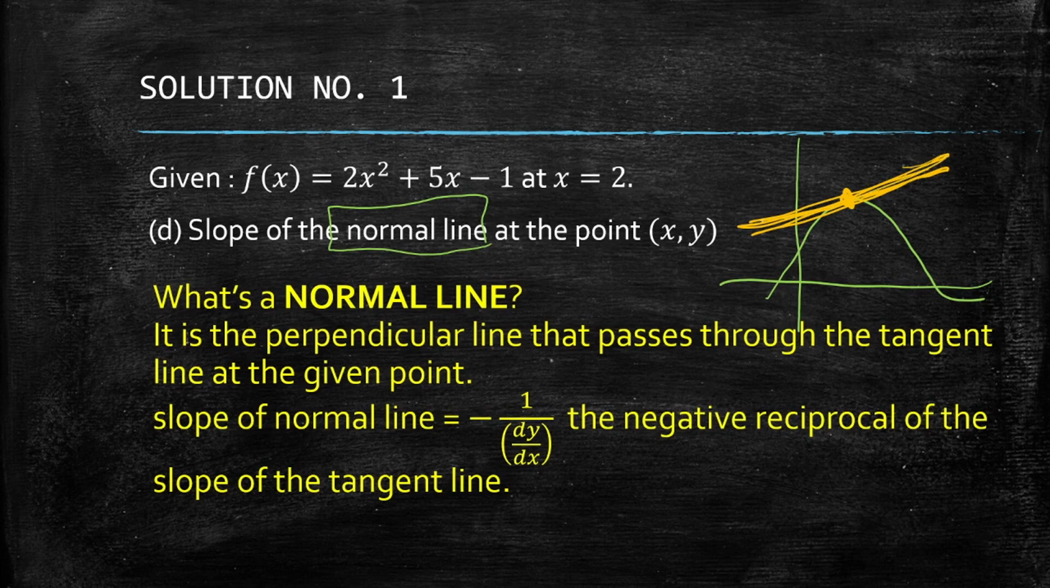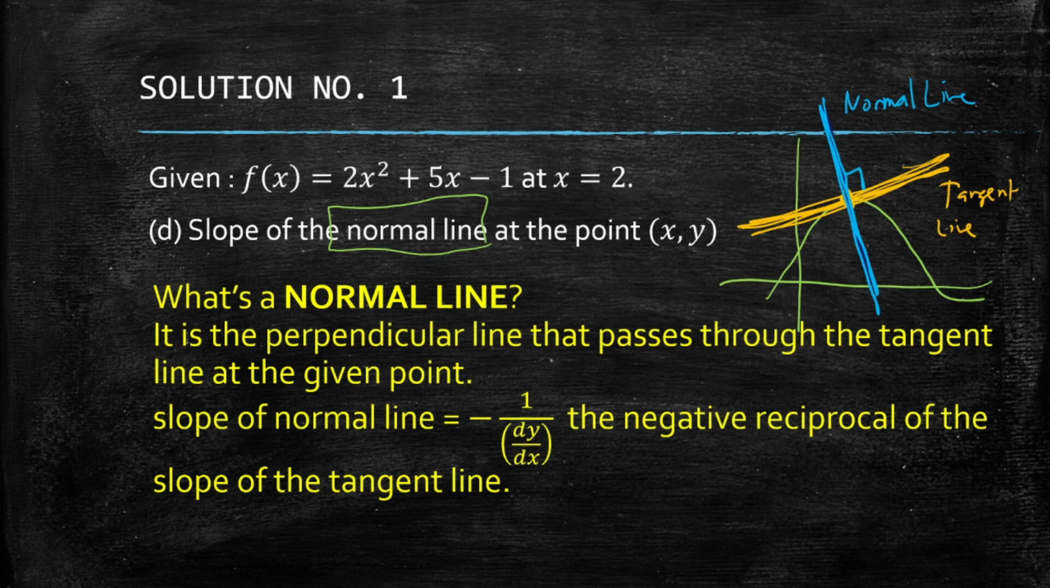So the normal line, again, this is the tangent line to the curve. So the normal line is actually the perpendicular line that passes through the tangent line and the given point. So this is actually the normal line. Okay, so this is the normal line. This is perpendicular to the tangent line.